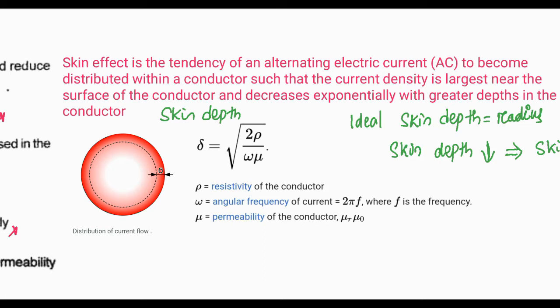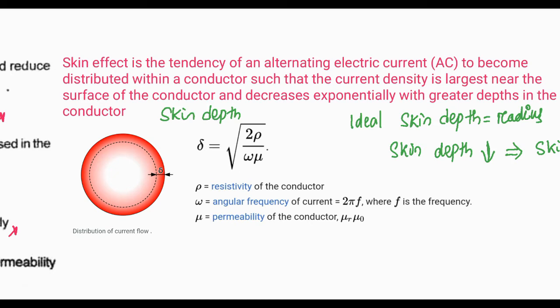Now skin effect is given by the term skin depth. That means the depth from the surface of that conductor towards the center or the axis of that conductor at which 67% of that current density exists. That is called the skin depth.